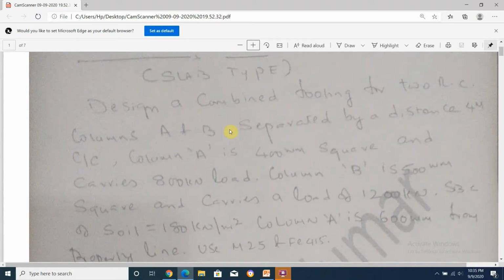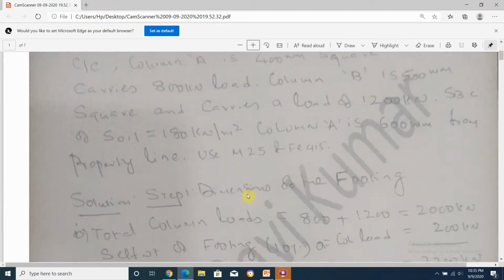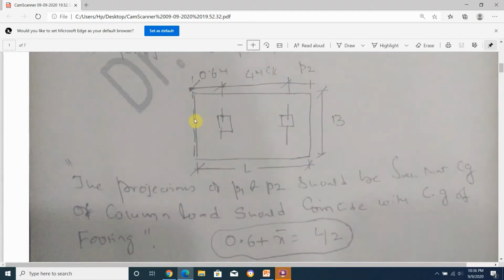Please go through the problem again. It is given that column A is 600 mm from the property line. This is the data given. Hence, from here to the property line is 0.6, then 0.6 plus 4 meters, and the projection P2 should be found out. Now, this load is 800.